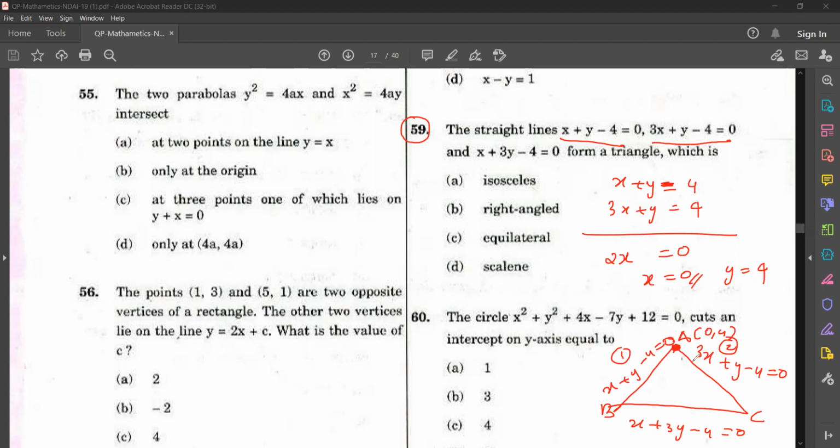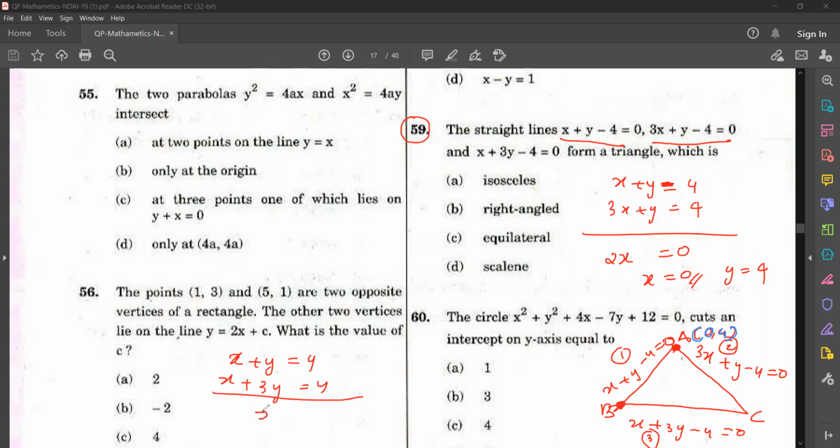I'll just write that with another color so that you don't get confused. This is 0, 4. Now, when you solve the first equation and the third equation, you will get the point B. I'm solving that here: x plus y equal to 4 and x plus 3y equal to 4. Just subtract them.